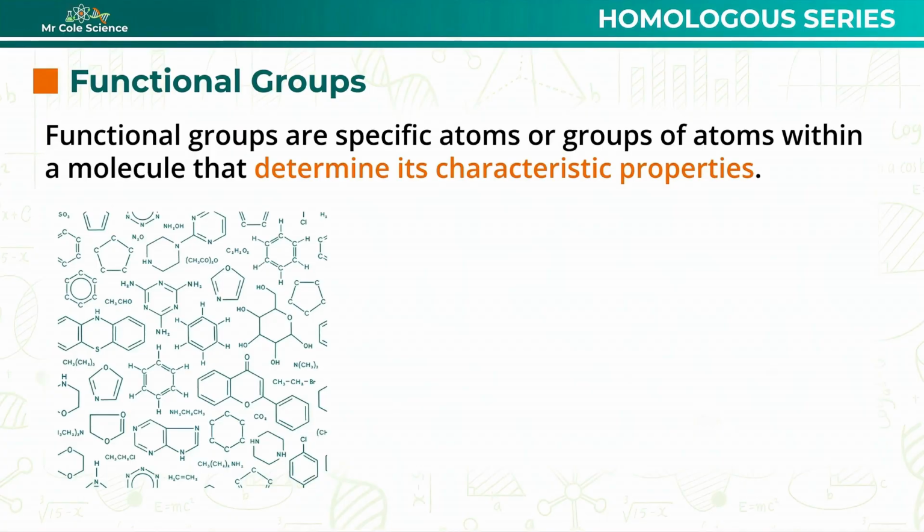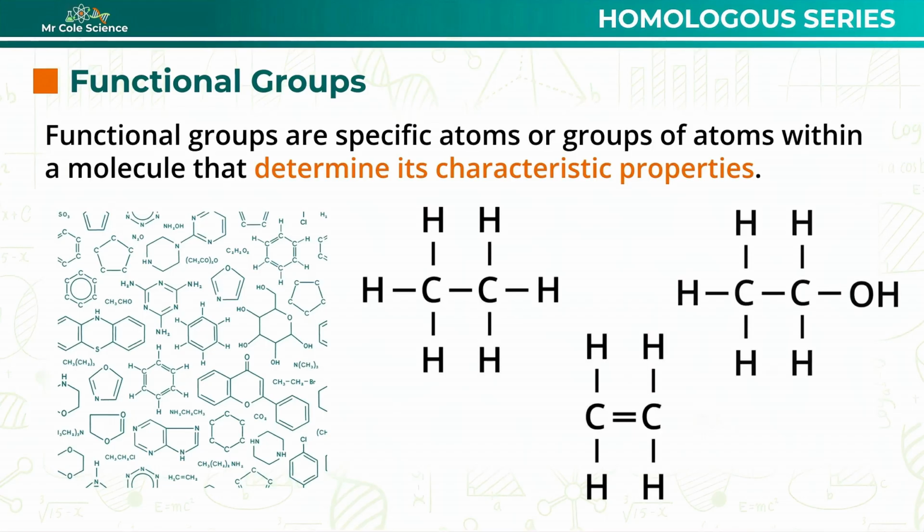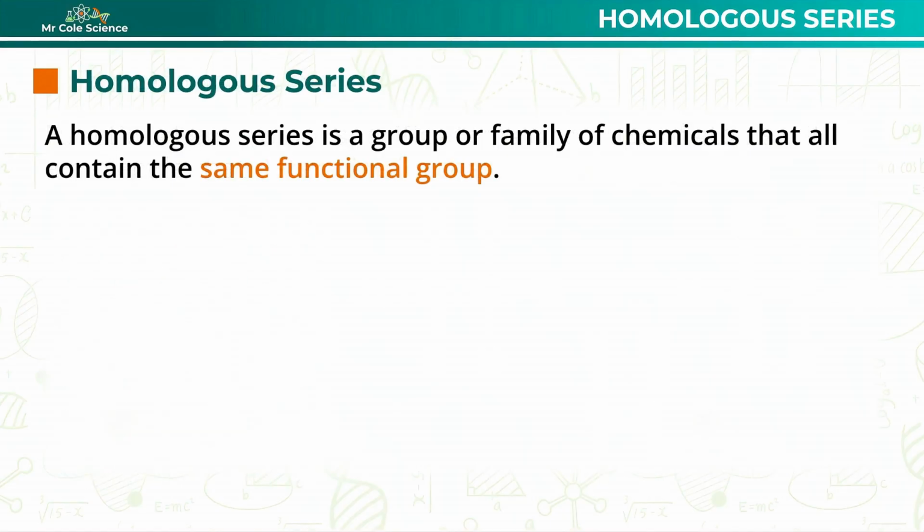Now, there are literally millions of different organic compounds, making it all but impossible to study and learn about each one individually. So instead, chemists use a system to organise them based on the functional groups that they contain. Molecules with the same functional group are collected together into families, and as cute as that sounds, we actually call these families homologous series. Now, odds are you've already come across some examples of homologous series, such as alkanes, alkenes, and alcohols, with each being defined by the functional group all molecules within that series contain. So a homologous series is a group or family of chemicals that all contain the same functional group.